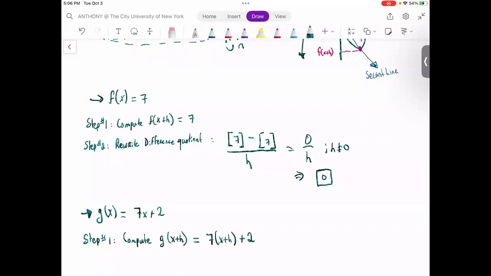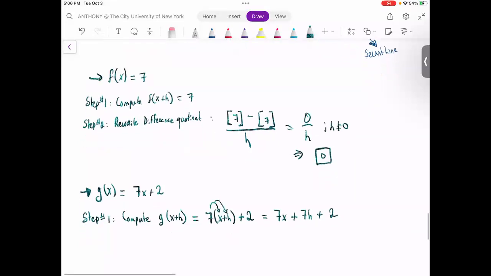Now you can expand the g of x plus h. How do I expand this? I will distribute the 7 inside the parentheses. So this will give me 7x plus 7h plus 2. That's all for step 1.